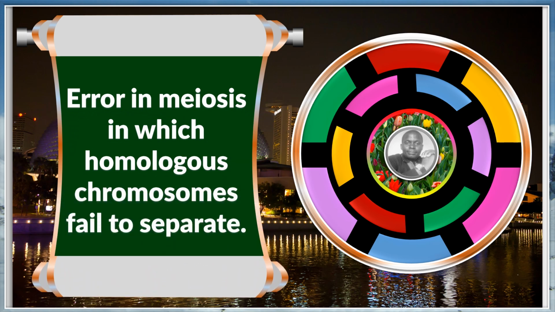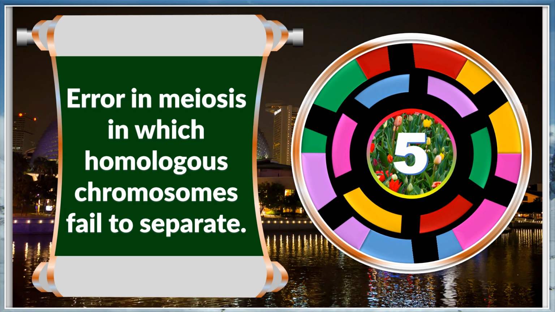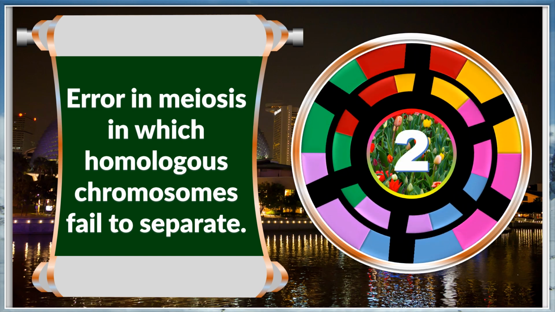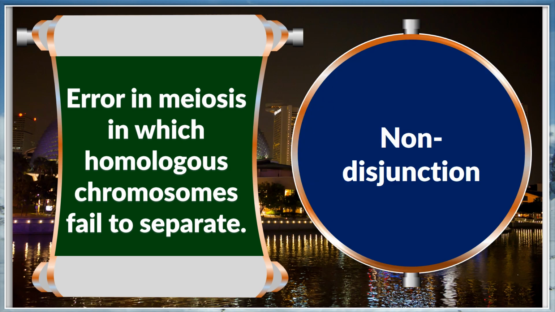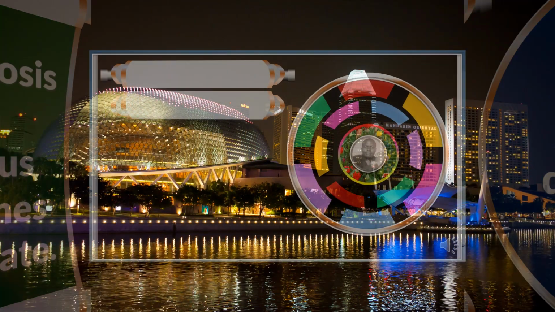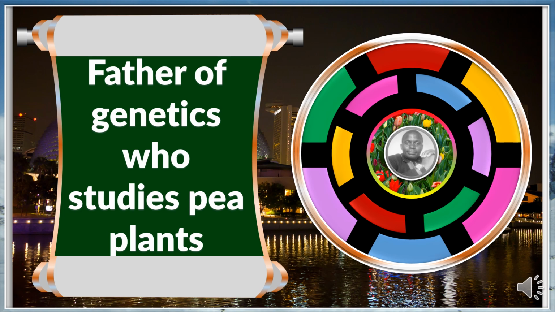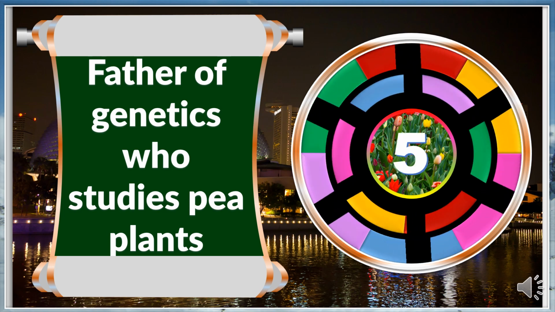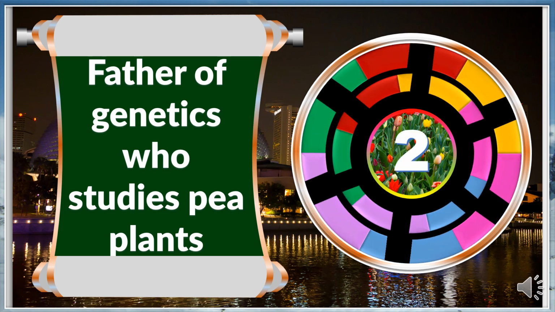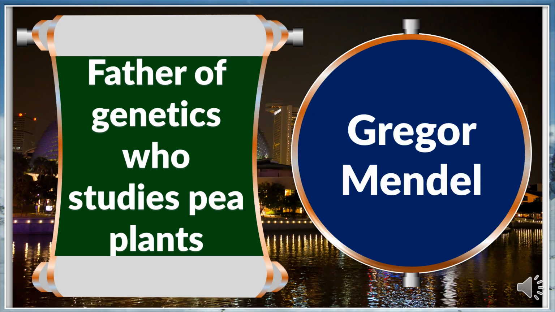Error in meiosis, in which homologous chromosomes fail to separate. Non-disjunction. Father of genetics who studied pea plants. Gregor Mendel.